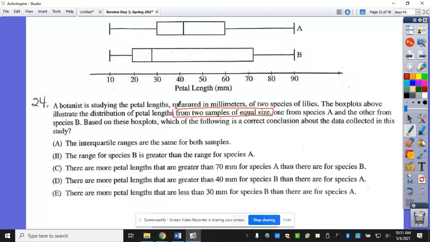Now, interquartile ranges. Can I talk about the difference in the interquartile ranges if I don't know sample size? I can still talk about that because it doesn't tell me there's more here or more there. So interquartile ranges are the same, yes or no? No, I can look at that picture and very obviously tell that from here to here is not the same as from here to here.